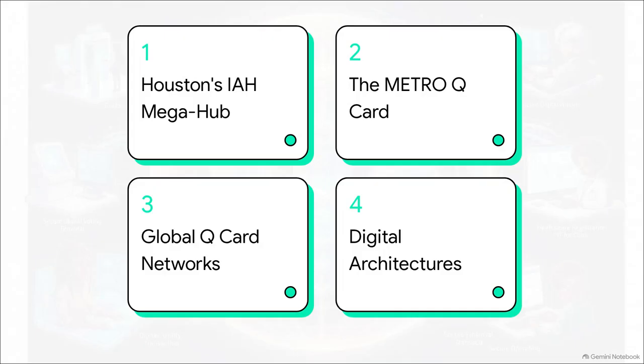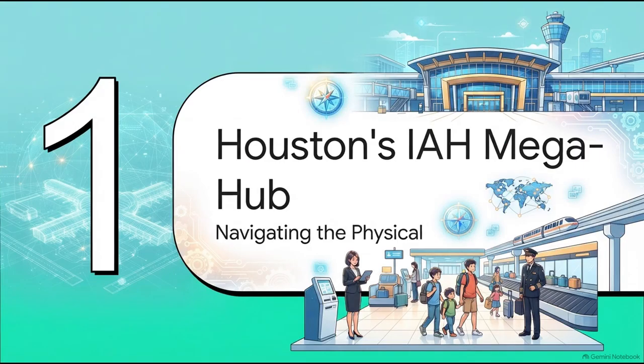Here's a quick look at our roadmap for today. 1. Houston's IAH Mega Hub. 2. The Metro Q Card. 3. Global Q Card networks. And 4. Digital registration architectures. Starting off with Section 1, Houston's IAH Mega Hub, navigating the physical.